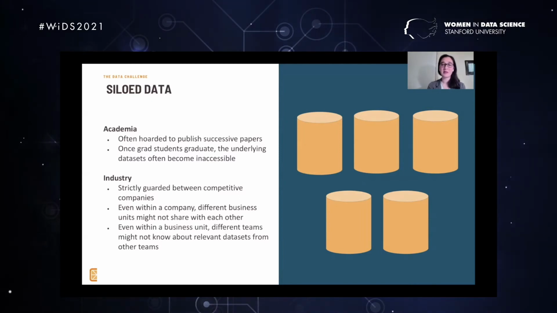Even within a company, different business units might not share data with each other. And even within a business unit, different teams may just be unaware of relevant data sets on other teams. And so this is really problematic because in machine learning, of course, you want to be able to bring together all the data possible, especially when you're already working with small data sets. And if different data sources are inaccessible to you, or if you're just unaware of them, then you're going to end up with subpar performance.